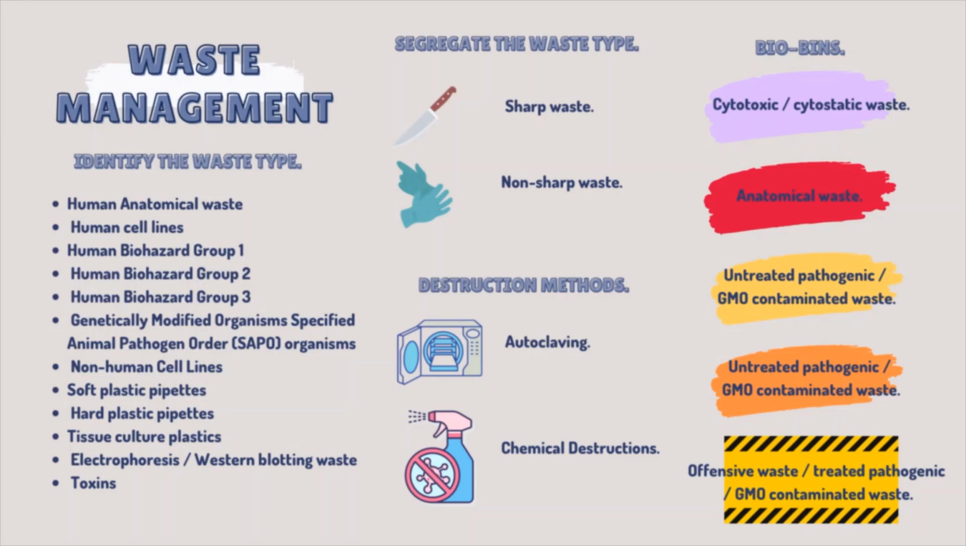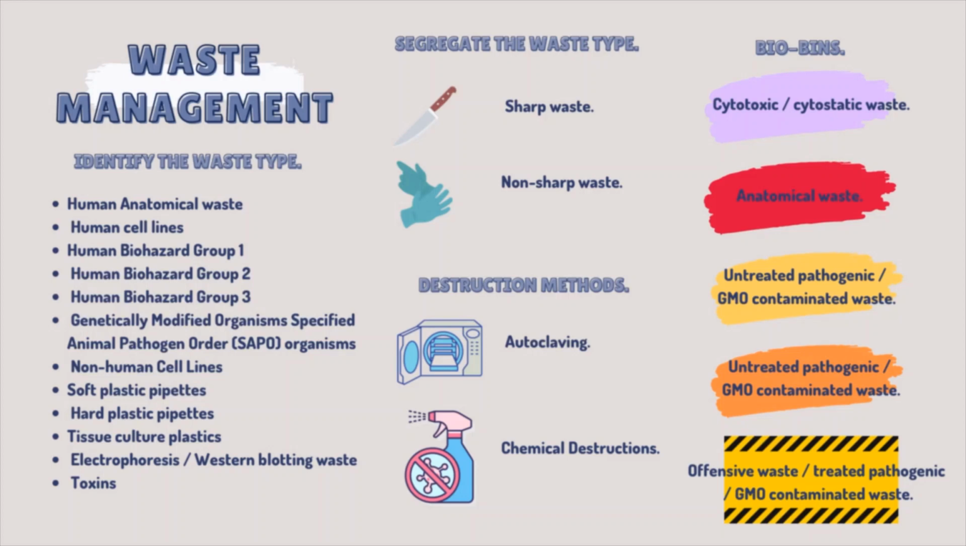Examples of non-sharp waste are untreated infectious waste containing chemicals, untreated infectious waste not containing chemicals, cytotoxic or cytostatic waste, and anatomical waste. Examples of sharp waste are sharp hard plastic pipette waste, sharp cytotoxic or cytostatic waste, sharps used to dissect anatomical material, and sharp boxes. These wastes are then further discarded into the specific colored bins.